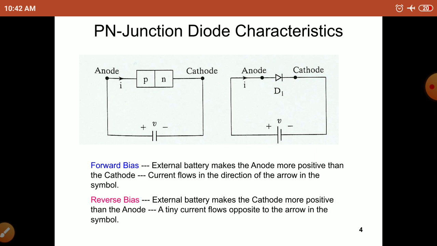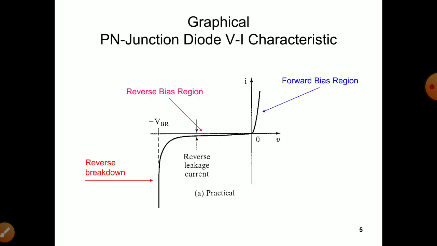You can just read it out here. In forward bias, the external battery makes the anode more positive than the cathode, and current flows in the direction of the arrow in the symbol, so the current is flowing from here to there. In case of reverse bias, what happens? The external battery makes the cathode more positive than the anode. A tiny current flows opposite to the arrow in the symbol. That's about the functionality of power diodes during forward conduction mode and during reverse conduction mode.